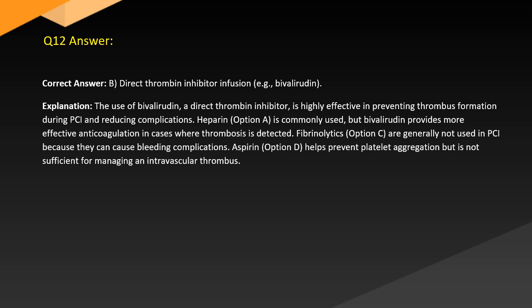Answer. Correct answer B. Direct thrombin inhibitor infusion, e.g., Bivalirudin. Explanation. The use of bivalirudin, a direct thrombin inhibitor, is highly effective in preventing thrombus formation during PCI and reducing complications. Heparin, option A, is commonly used, but bivalirudin provides more effective anticoagulation in cases where thrombosis is detected. Fibrinolytics, option C, are generally not used in PCI because they can cause bleeding complications. Aspirin, option D, helps prevent platelet aggregation but is not sufficient for managing an intravascular thrombus.